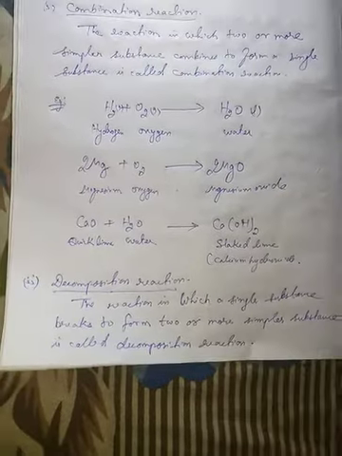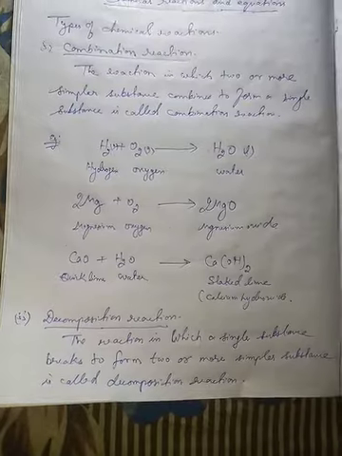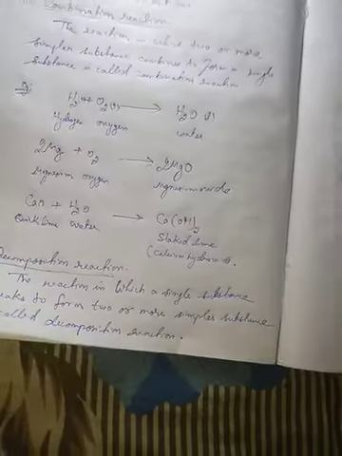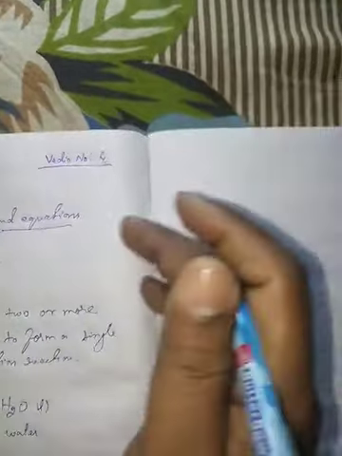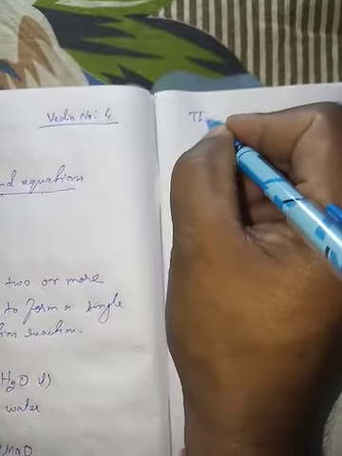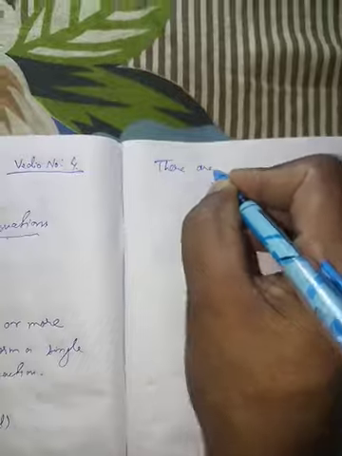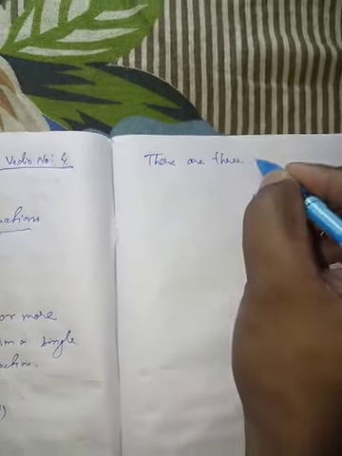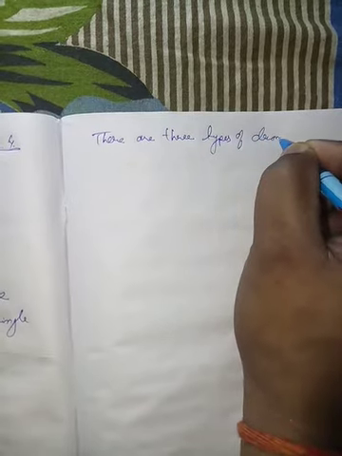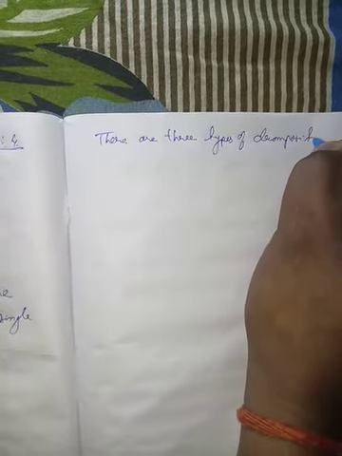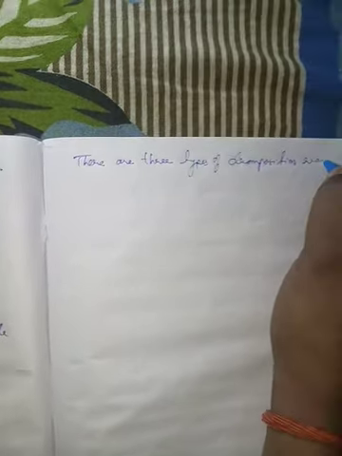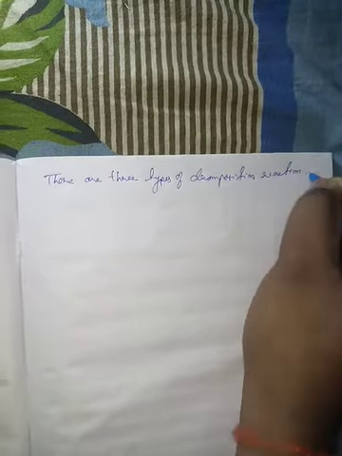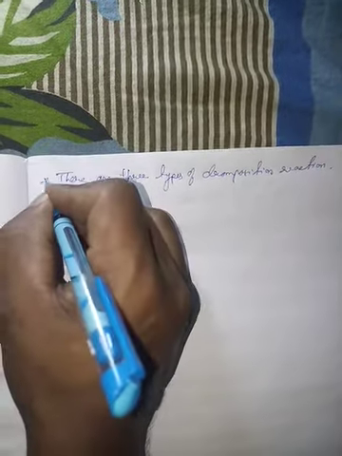Clear? There are three types of decomposition reaction. I have already told you yesterday, in the previous video. So there are three types of decomposition reaction. We will discuss one by one.